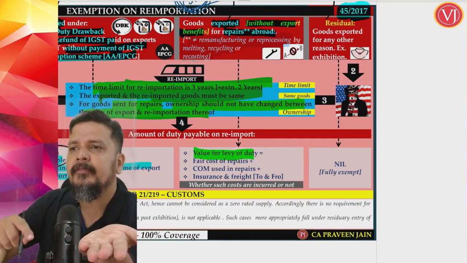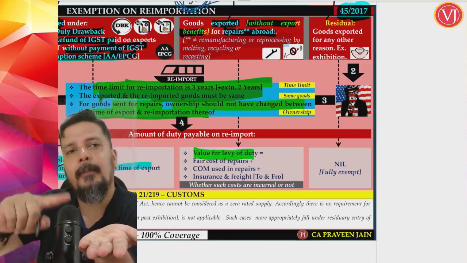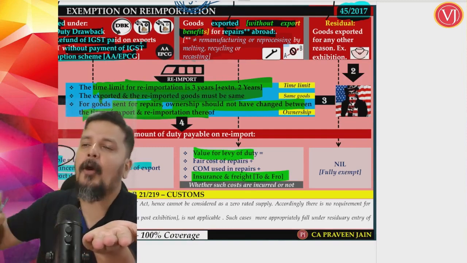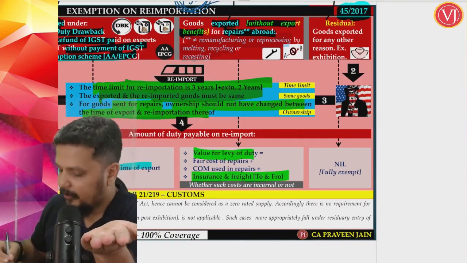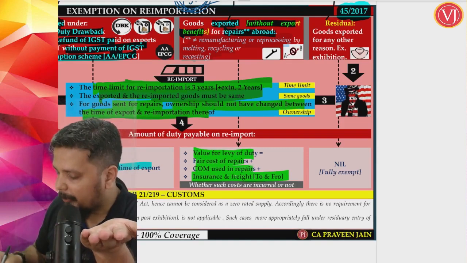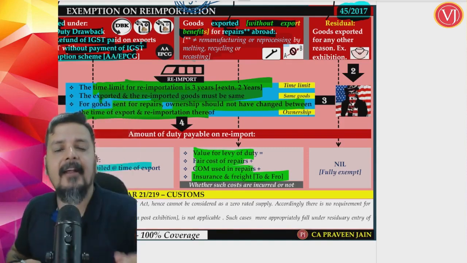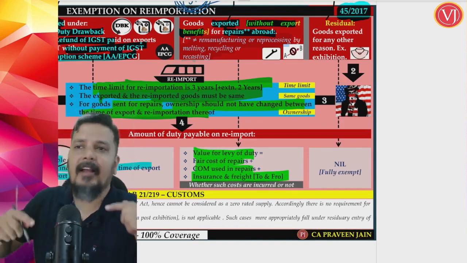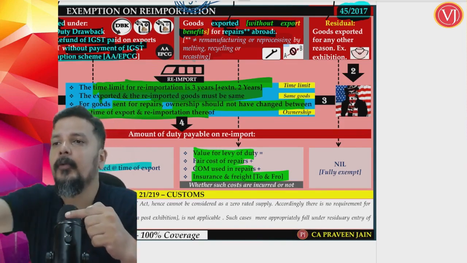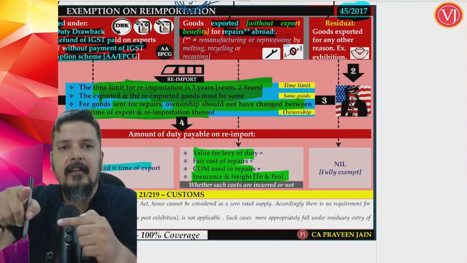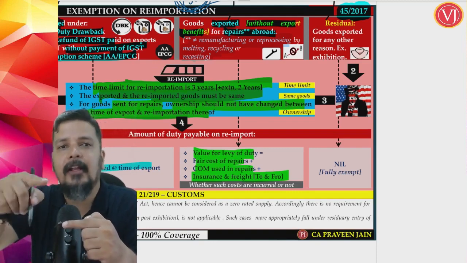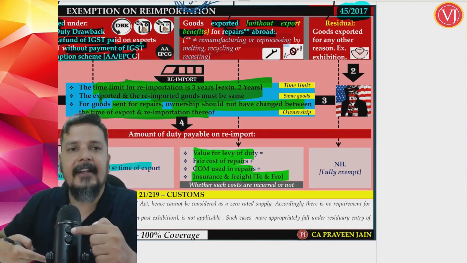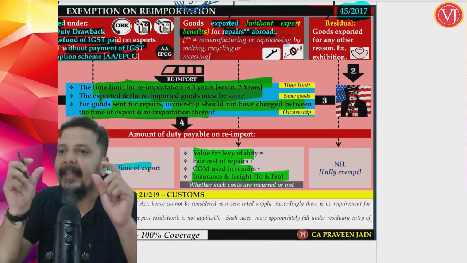You will pay on the freight and insurance charges from India to outside India, the freight and insurance charges from outside India to India, and the cost of repairs and the cost of materials used in repairs outside India. Whatever is happening outside India. I will be sending it first: freight and insurance from India to USA. There will be repairs, the fair value of repairs, including the cost of materials used in repairs. Again it will be coming back: freight and insurance from USA to India. That will be the value.